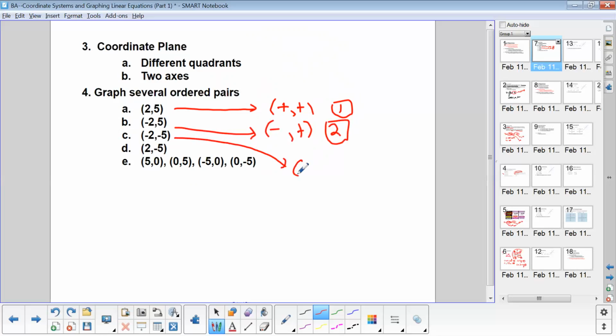Negative 2, negative 5. That would have you going to the left and down. That would put you in quadrant 3. And then positive 2, negative 5 would put you positive, and then a negative, that puts you in quadrant 4.